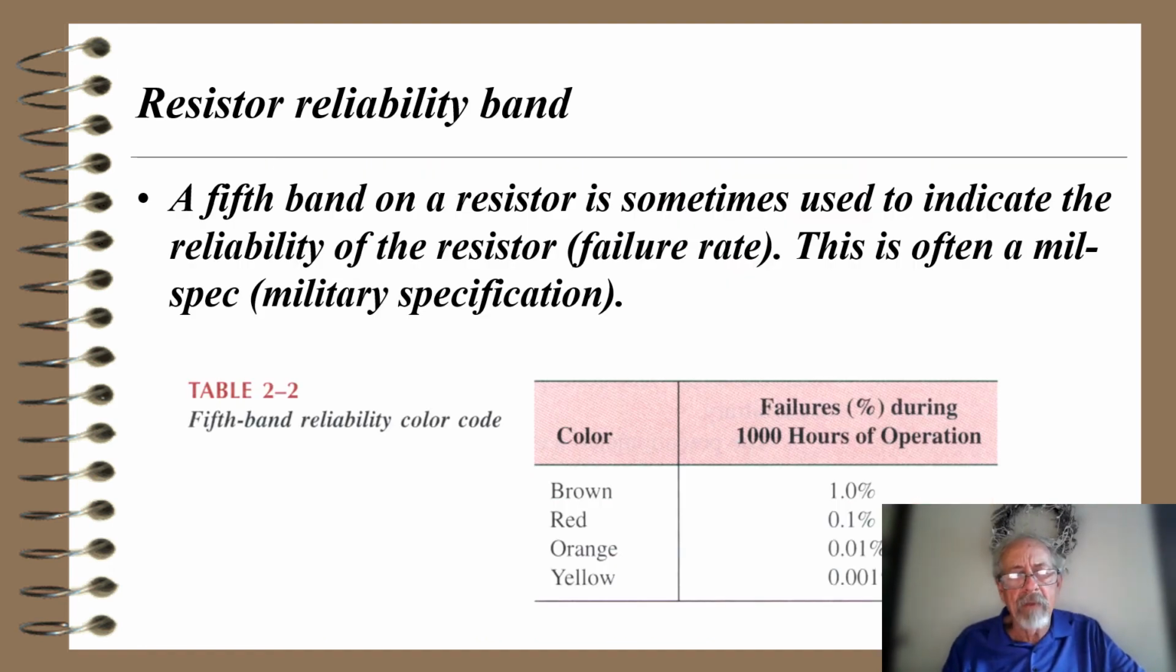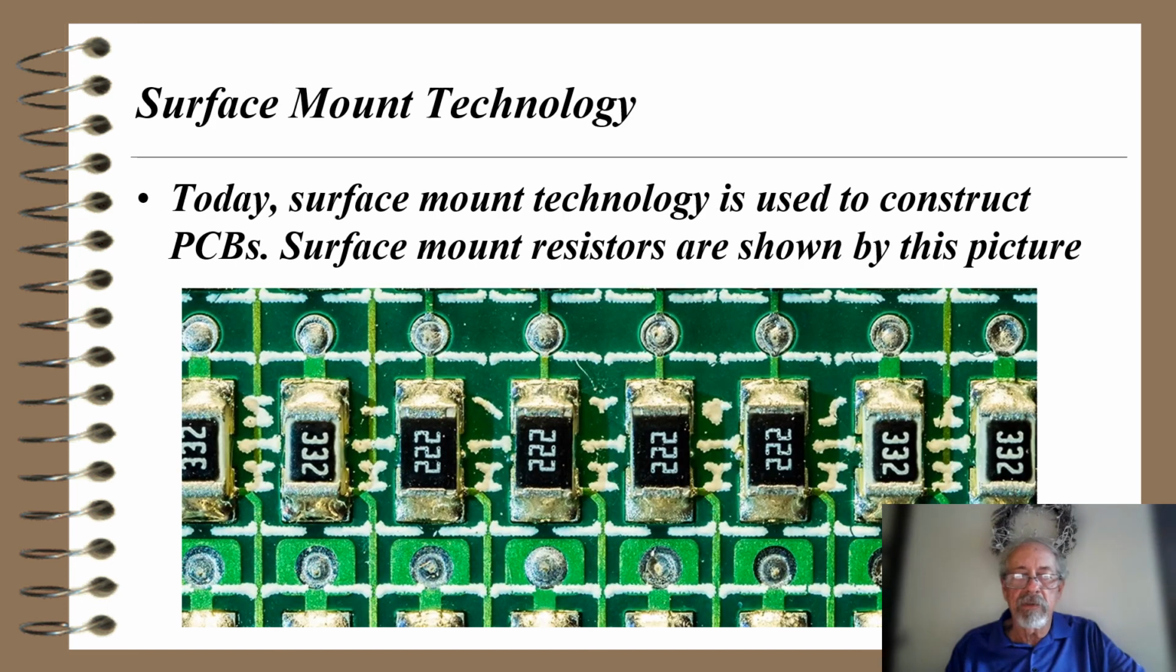If I have a 5th band on a resistor, it is sometimes used to indicate the reliability of the resistor or failure rate, often a mil spec or military specification for the resistor, and they would be very expensive resistors. So this slide shows you surface mount technology. Surface mount resistors are shown here, and they're very small. This has been blown up.